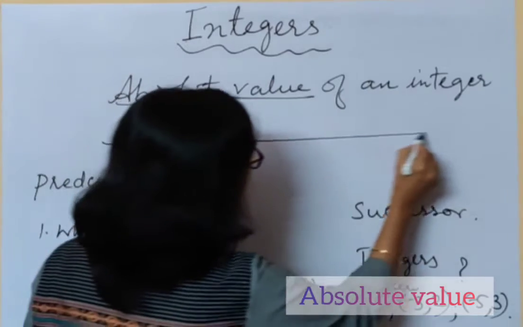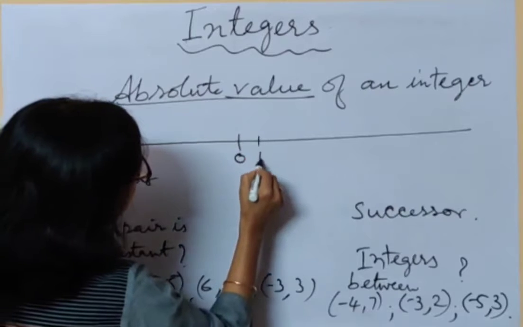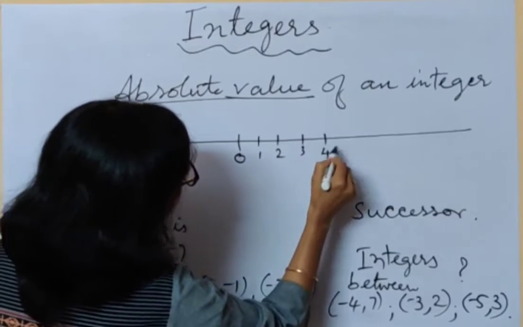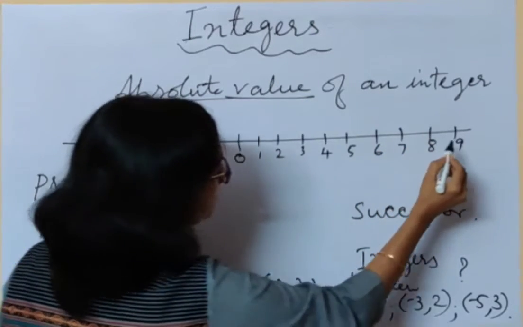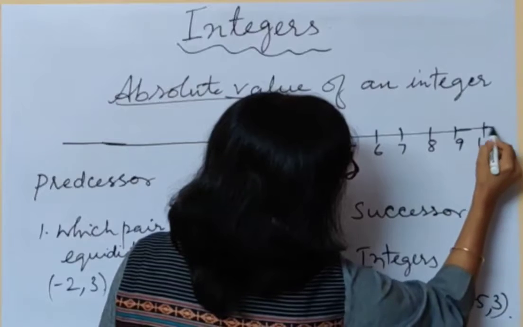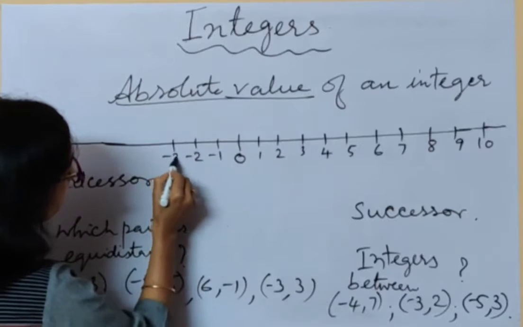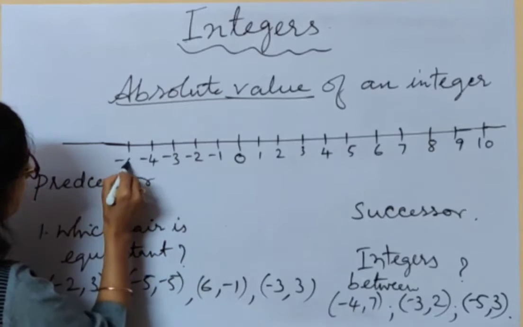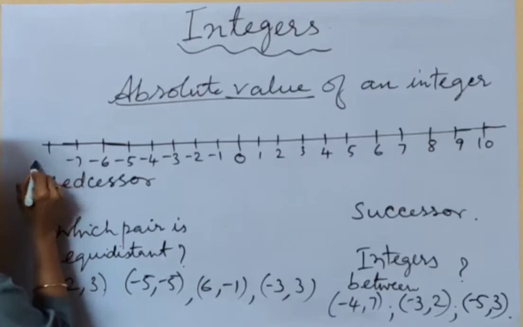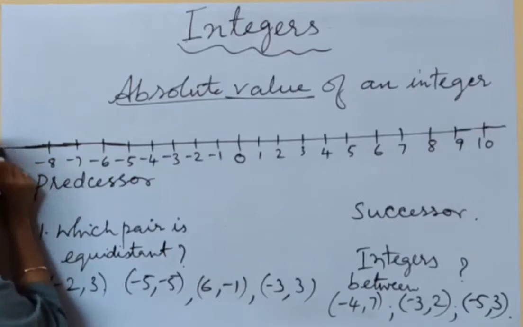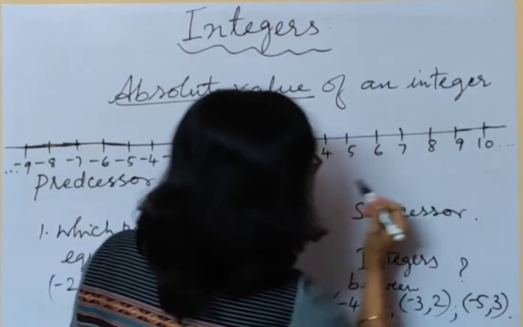Now this is your number line. This is the number line: 0, 1, 2, 3, 4, 5, 6, 7, 8, 9, 10. And on my left, -1, -2, -3, -4, -5, -6, -7, -8, -9 and it continues. So this is the number line.